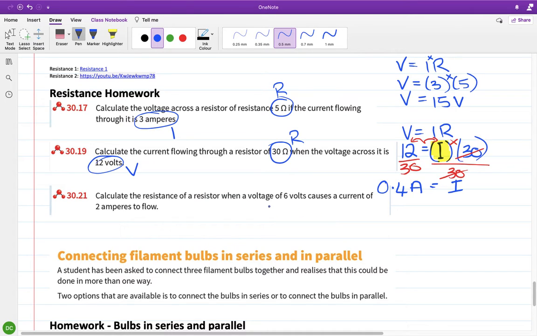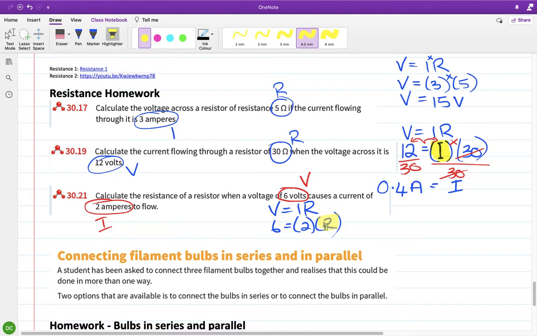All right, and the last one. Formula again. I'm just going to change colour because it's a bit close. Calculate the resistance of a resistor when a voltage of 6 volts, so that's a voltage, causes a current of 2 amps, so that's current, to flow. Same again, fill in what you know. V is 6, I is 2, and R we don't know.